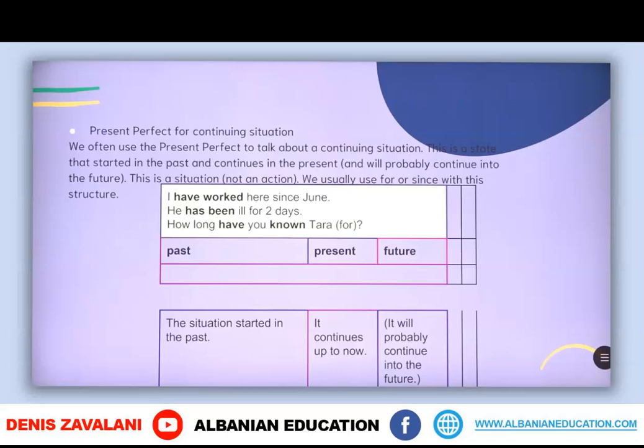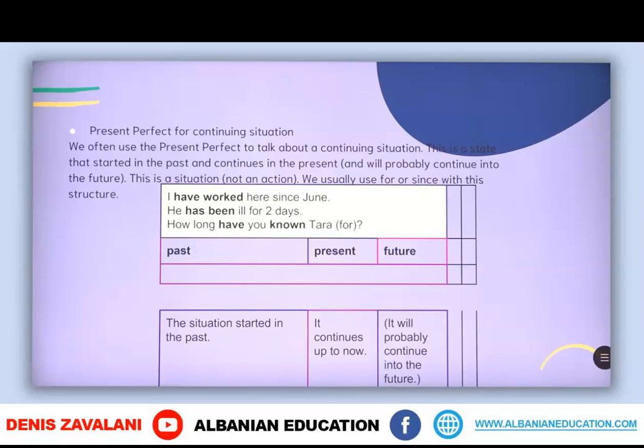Present perfect for continuing situation. We often use the present perfect to talk about a continuing situation. This is a state that started in the past and continues in the present and will probably continue into the future. This is a situation, not an action. We usually use for or since with this structure.